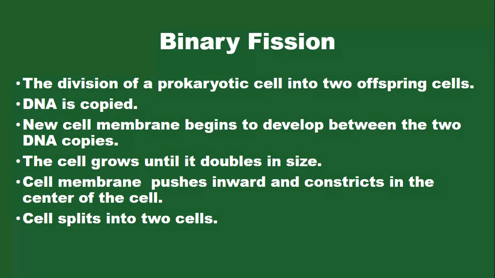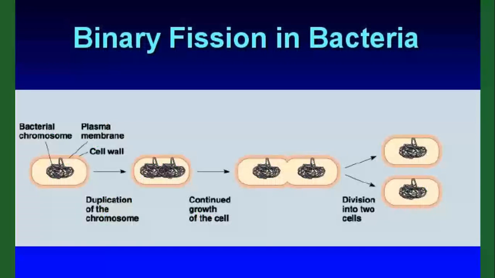In binary fission, you're going to get two offspring cells from the one cell that divides. DNA from the original cell gets copied, so the offspring is going to be identical to the parent cell. New cell membranes develop between the two copies of DNA. It grows until it doubles in size, and then it pinches inward and splits into two cells. So we can kind of see that here.